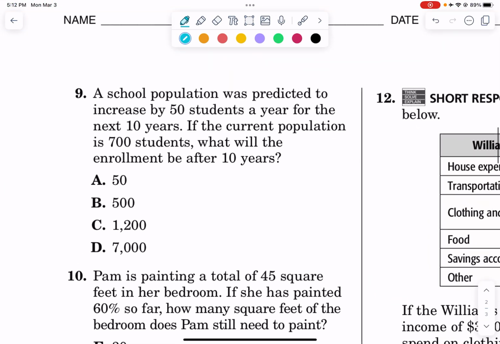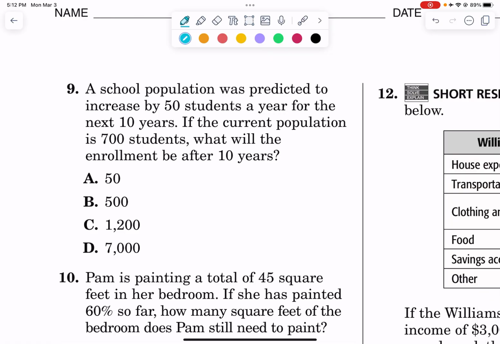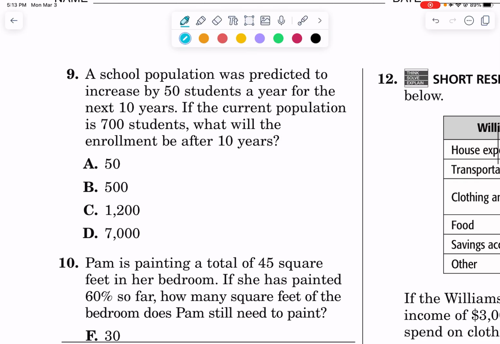Let's go to the back. Number 9. A school population was predicted to increase by 50 students a year for the next 10 years. If the current population is 700 students, what will the enrollment be after 10 years? Before we jump in, let's take a look at these multiple choice answers. So there's already 700 students there, and the population is going to grow. There's no way it's going to be A, and there's no way it's going to be B. Those both reduce the population. We know the population is going to grow.